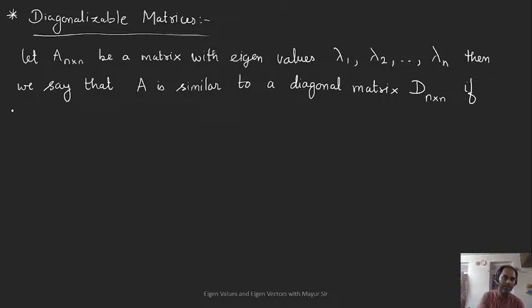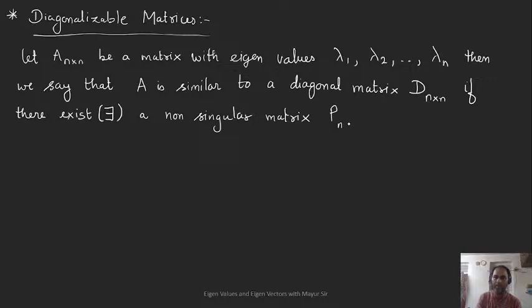if there exists a non-singular matrix capital P, n cross n, such that A equals P D P inverse. Okay, this is the definition of a diagonalizable matrix.